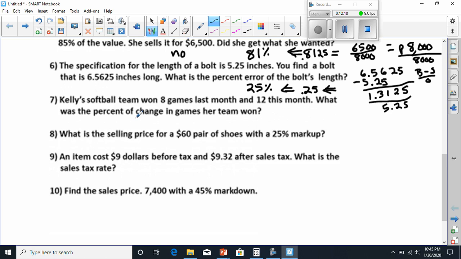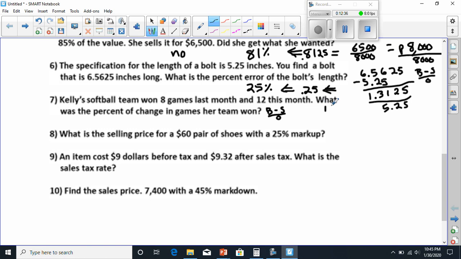All right, number 7, Kelly's softball team won 8 games last month and 12 this month. What is the percent of change? Once again, we've got to use that big number minus small number divided by original, because we have two numbers that are given to us and they want a percent of change.